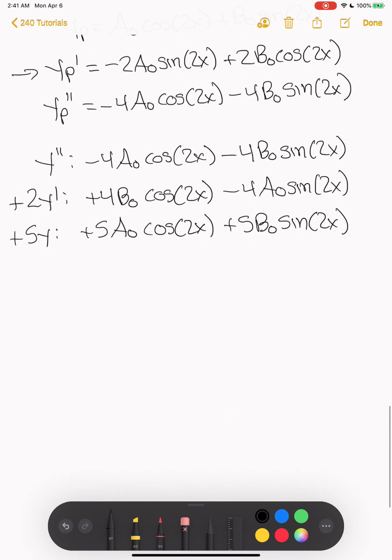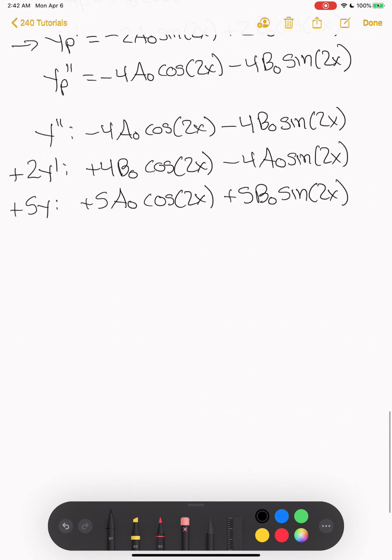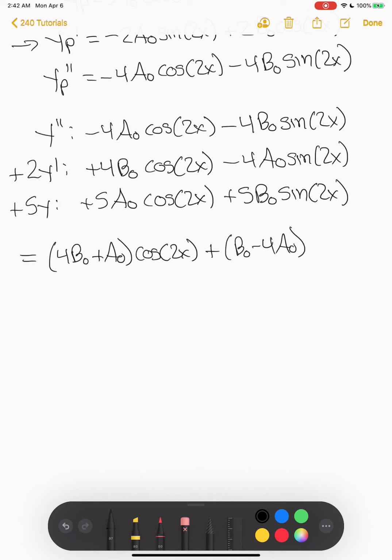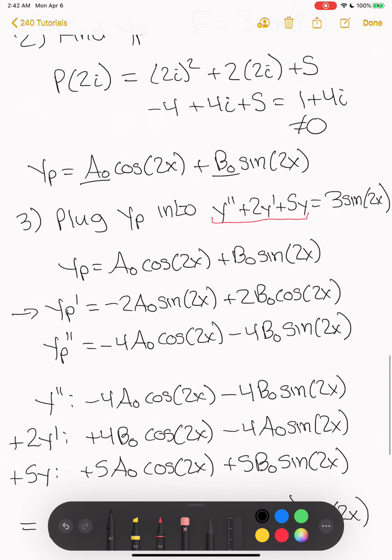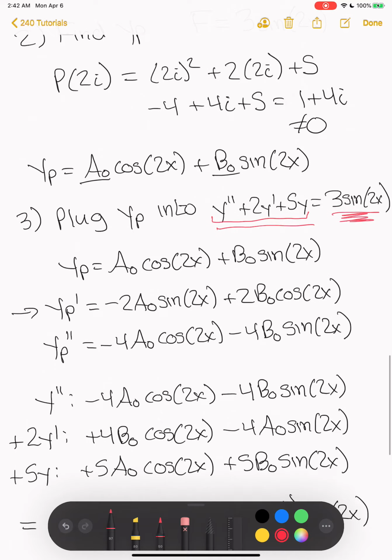Okay, so this entire sum, these 6 terms will add up, and we can go ahead and say what that equals. I can factor out the cosines, so I'll get 4b naught plus a naught times cosine of 2x. And then I get for sine b naught minus 4a naught sine of 2x. Okay, so we did all of that. That was just the left-hand side of my equation here. So I still have to equate it to my 3 sine of 2x here.